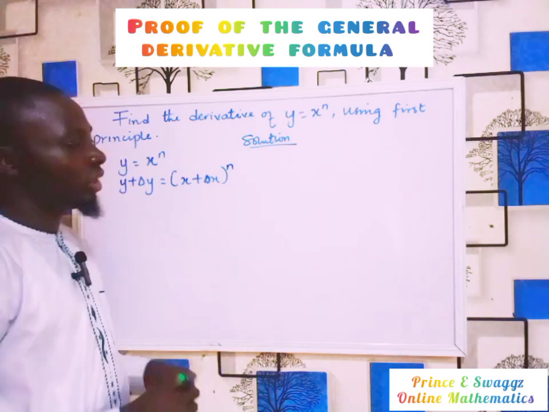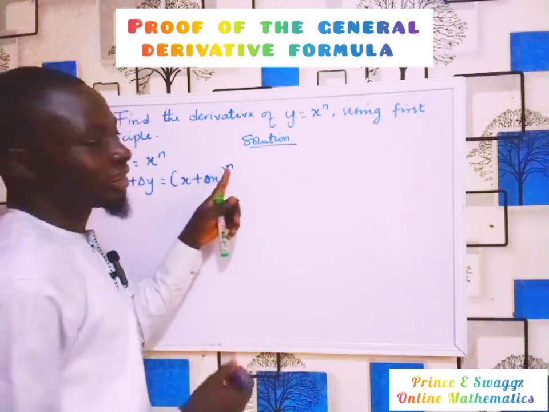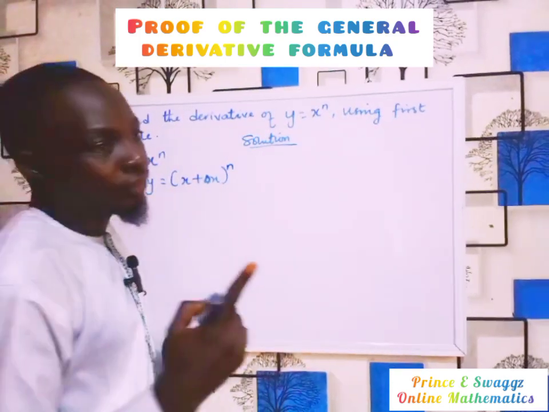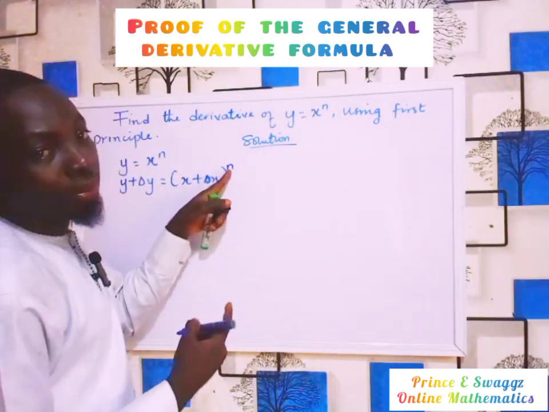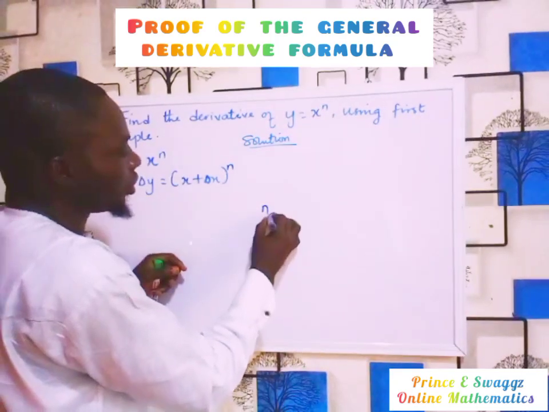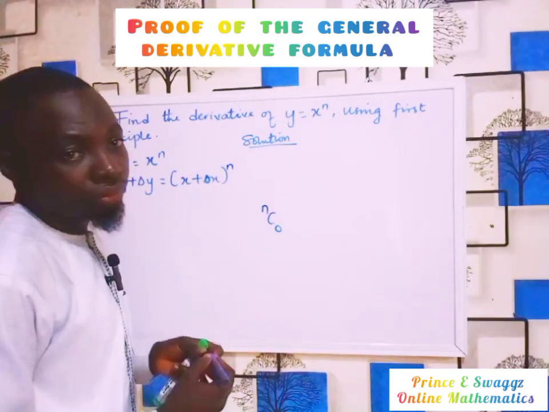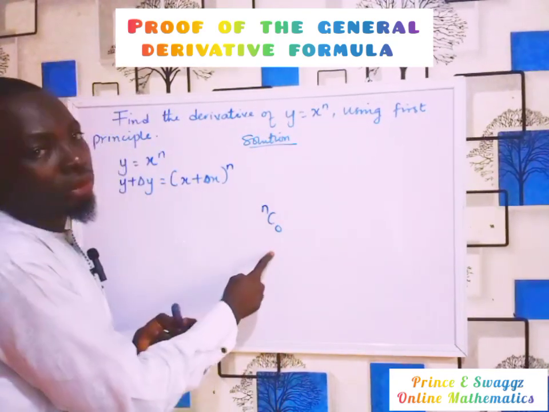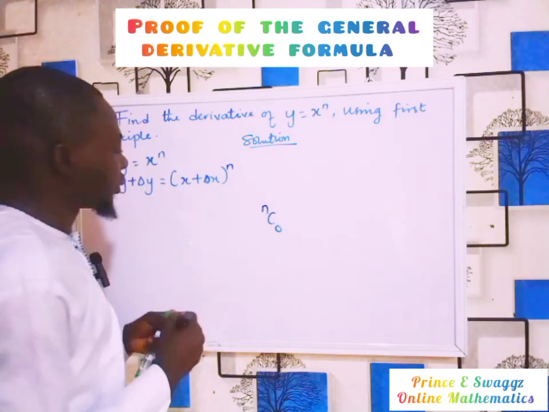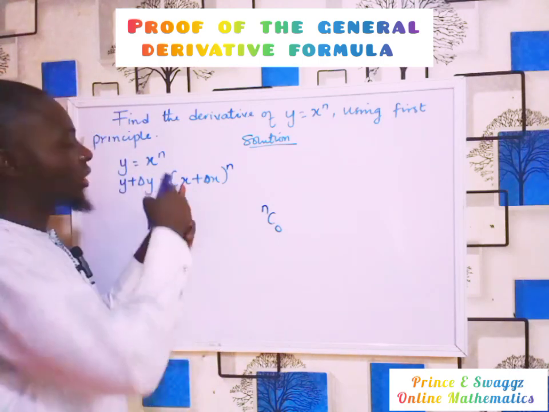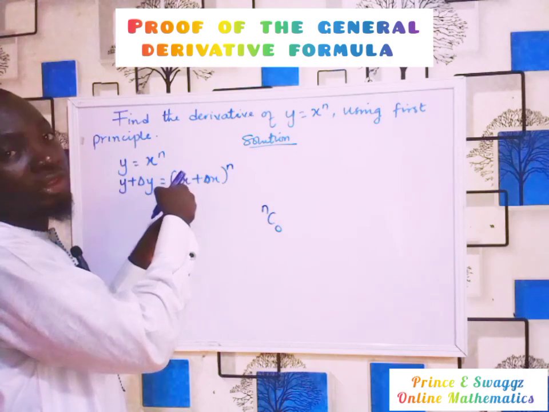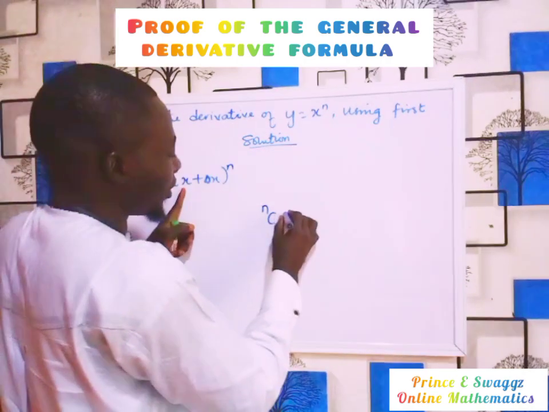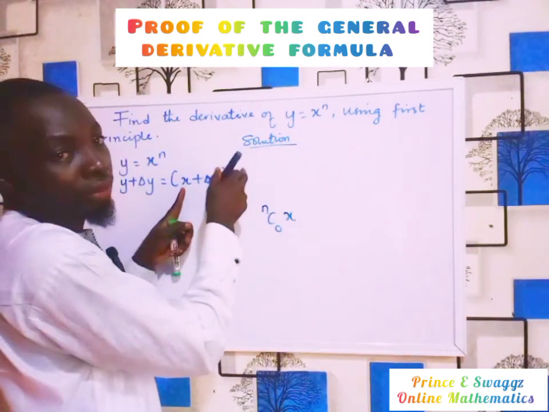we are going to use binomial theorem, starting with the coefficient of the first term. And the coefficient of the first term will become n combination 0. N combination 0, that will be the coefficient of the first term. The first term in this expression is x. So it's going to start its own power with what? The power of the expression, which is what?